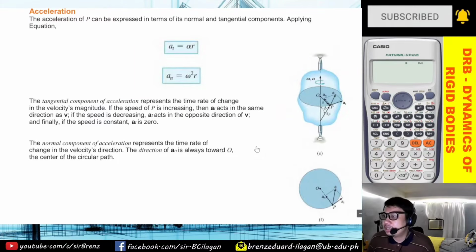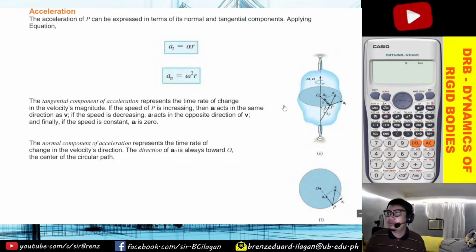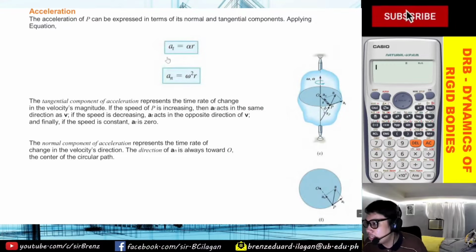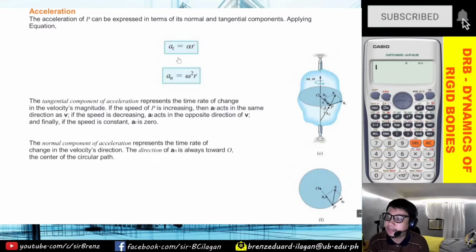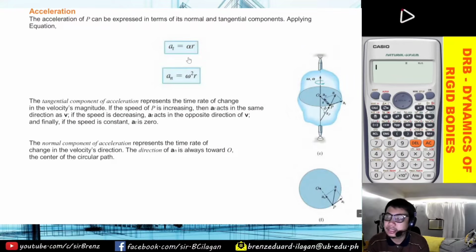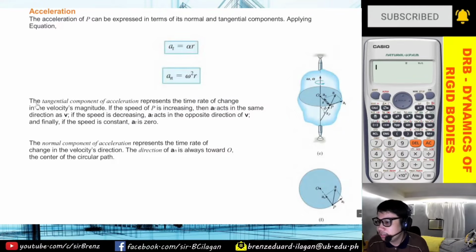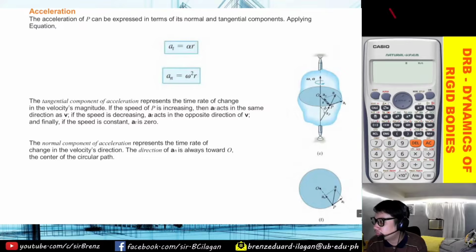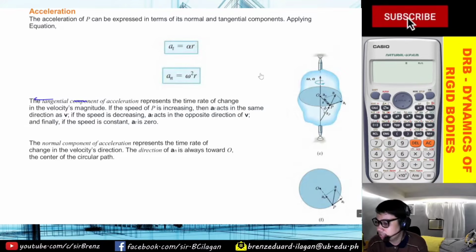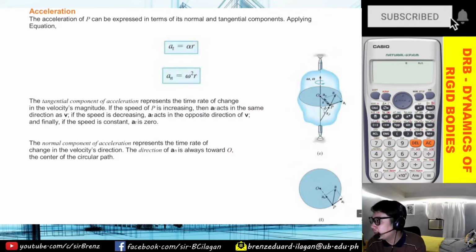Next, for the acceleration, guys, this is what I was talking about. Again, your acceleration has two components: a normal and a tangential component. The tangential component of acceleration is equal to r multiplied by alpha, the angular acceleration. And the normal acceleration is equal to omega squared, the angular velocity squared, multiplied by the radius r. So what is the tangential component of acceleration? It is defined here. Oops, the highlighter did not open.